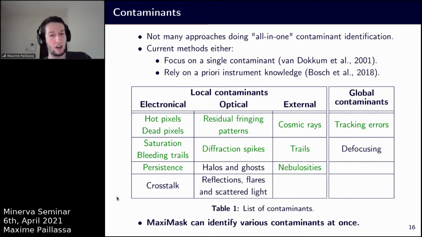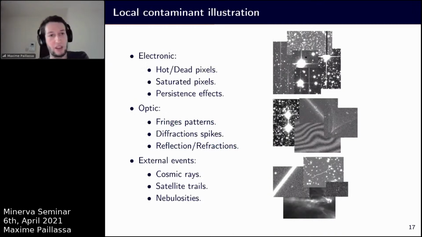So here is a table describing, in green, the contaminants that are currently included in Maximask. To illustrate those contaminants a bit, local contaminants can come from different sources. We can have electronic contaminants like hot pixels or dead pixels, which are pixels that have abnormally high or low values. We have pixels that can saturate, especially with bright stars, and also the persistence effect, where a bright star can leave a remnant pattern in consecutive exposures.